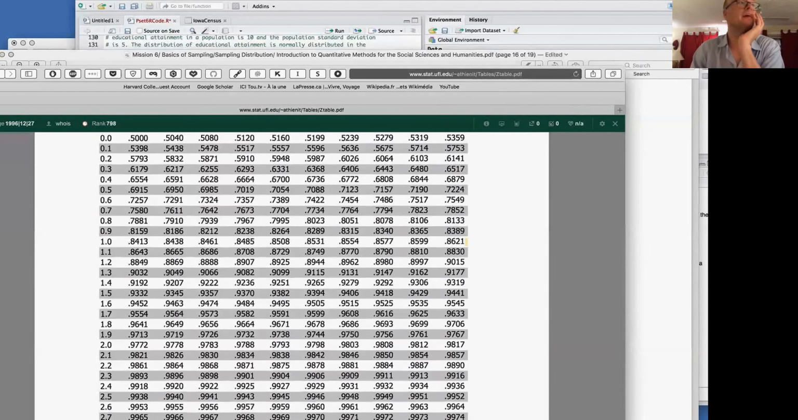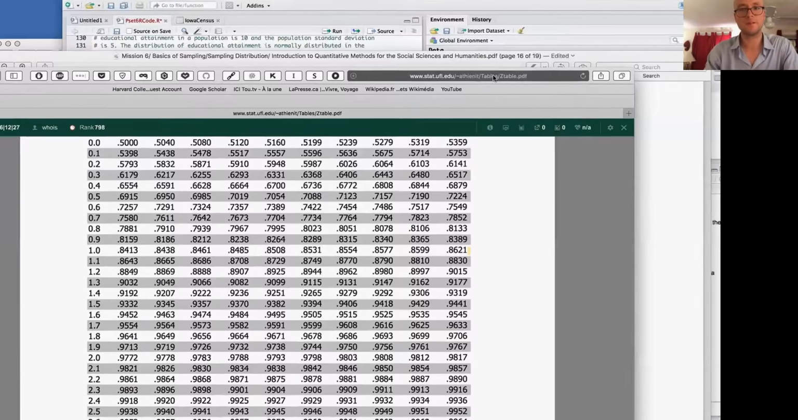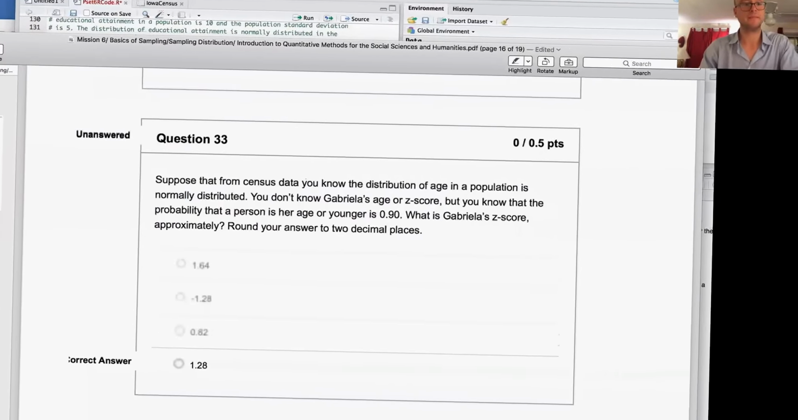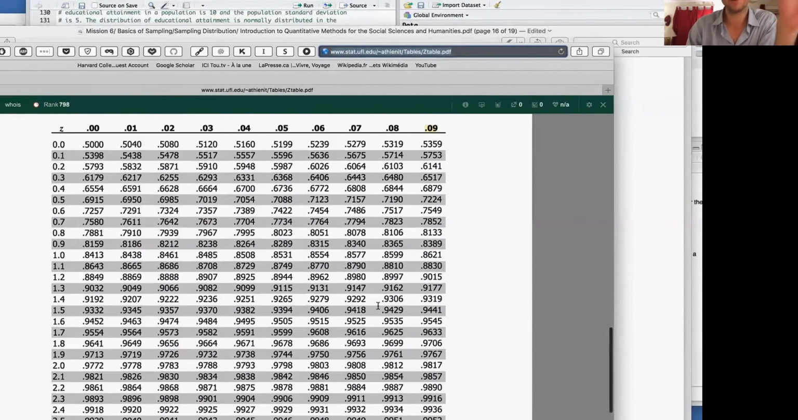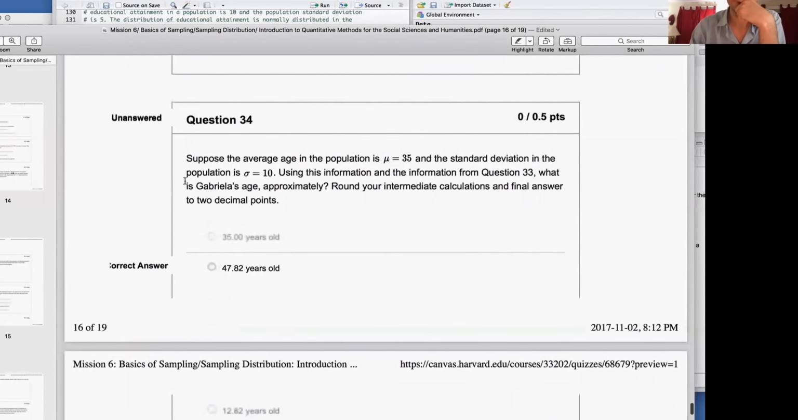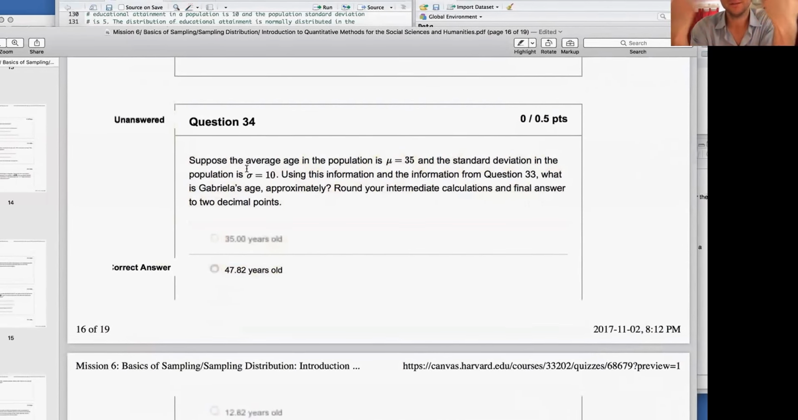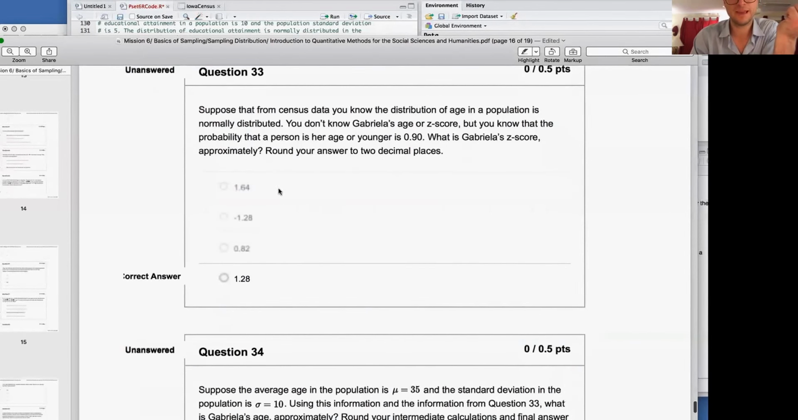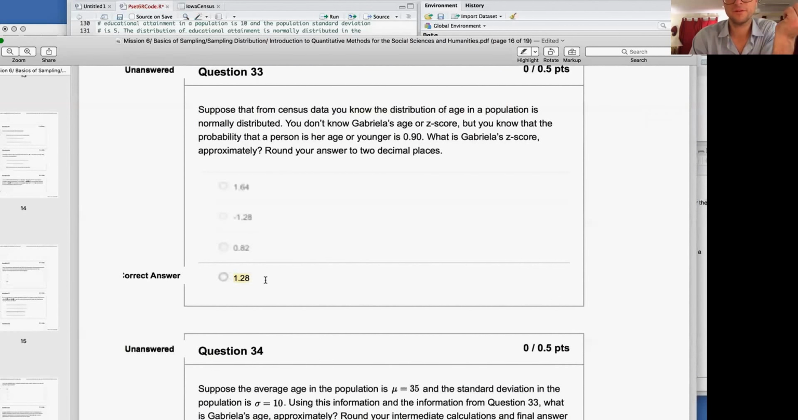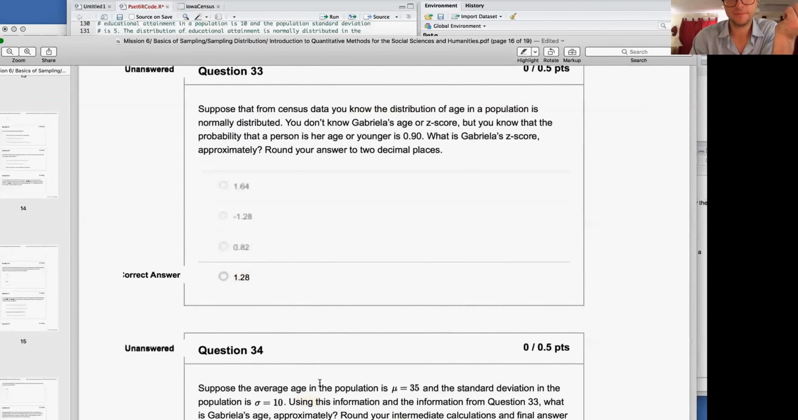You can also just basically, I'm pretty certain if you just Google something, you can automate the z-scores. Because think how routine this is. You're basically saying, okay, I want one value, what's it translating to the other? Suppose you have for 34, we ask the average age in the population, and the standard deviation is 10. So on average, you're age 35, your sigma is 10. Using the information from question 33, we know that Gabriella's z-score is 1.8. What is Gabriella's age approximately?